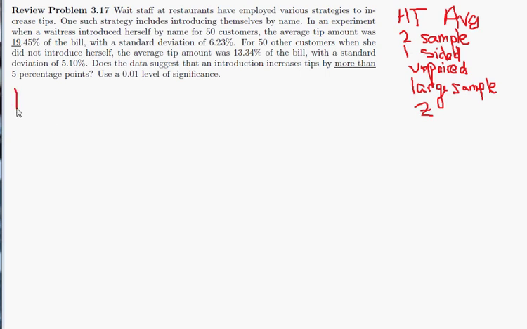The null hypothesis will be that the difference in the means is 5 points. And the alternative hypothesis will be that the difference in the means is more than 5 points.